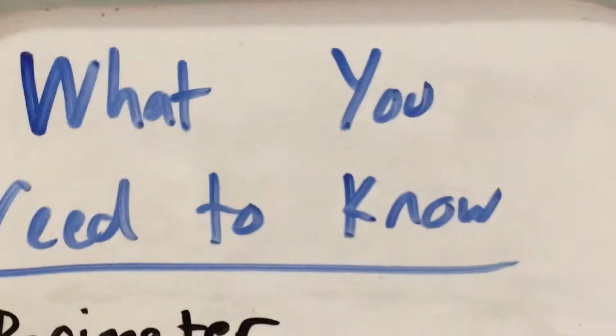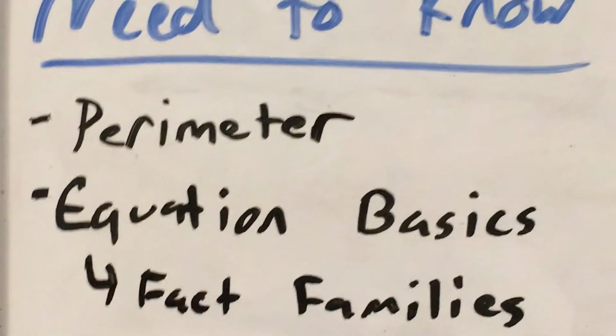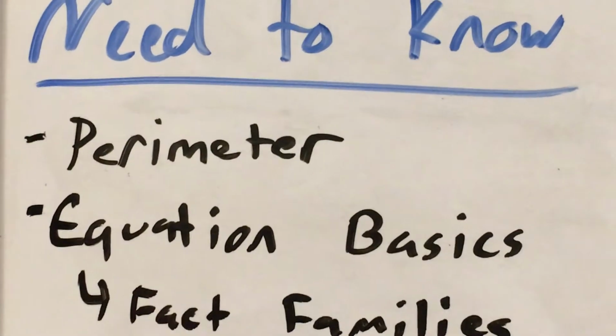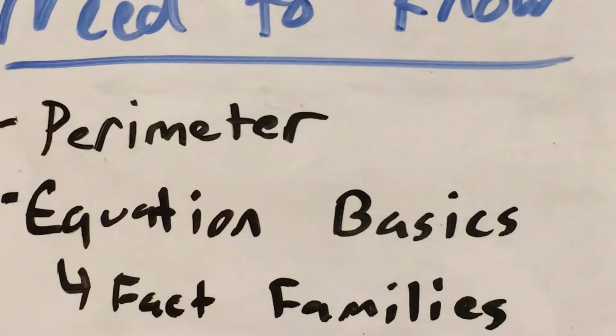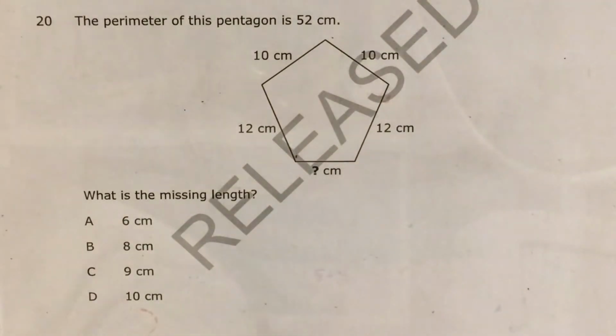Now this question will test you on what you know about perimeter, and it's also going to test you on your knowledge of just the basics of equations, as well as using fact families to solve them, which at this point is my preferred method of solving an equation like what we'll end up with here. So let's go ahead and actually get that equation.